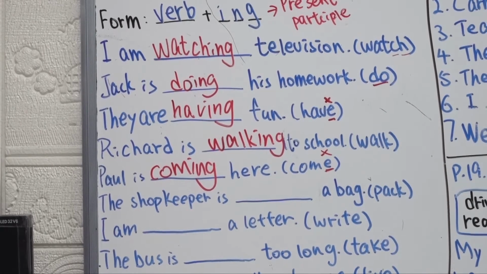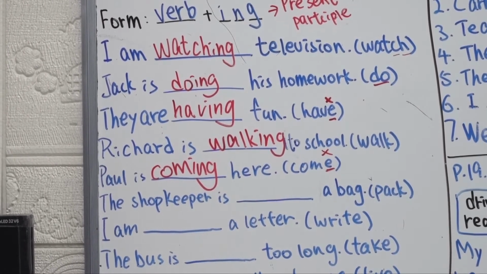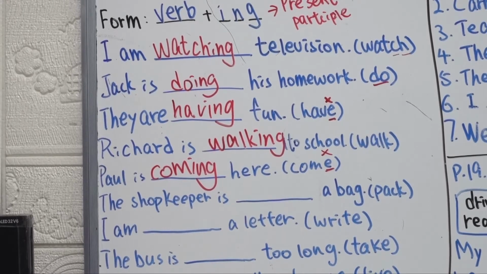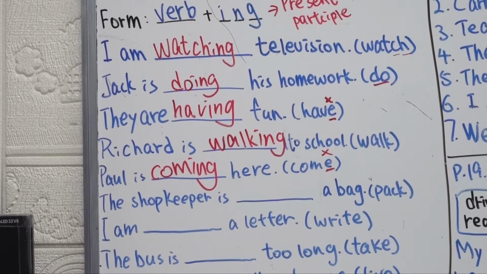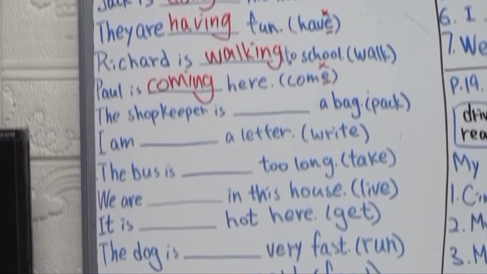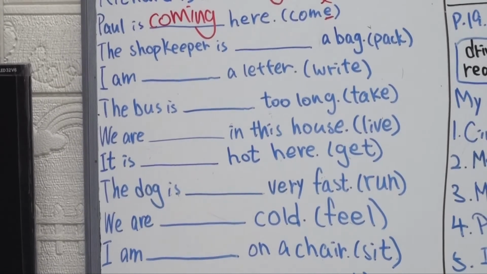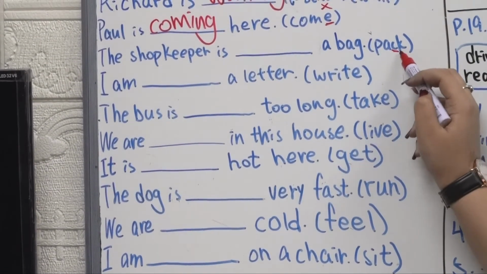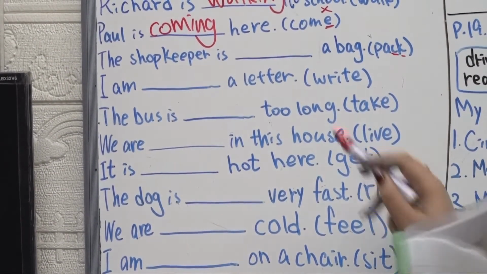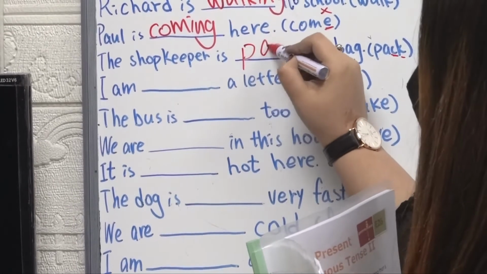Alright, next one. The shopkeeper is what a bag? Okay. The action verb here goes with pack, right? The action verb here is pack. So anything special? No. So we just add ing.